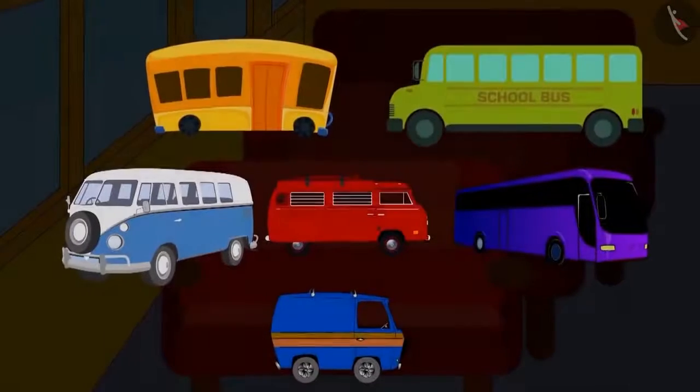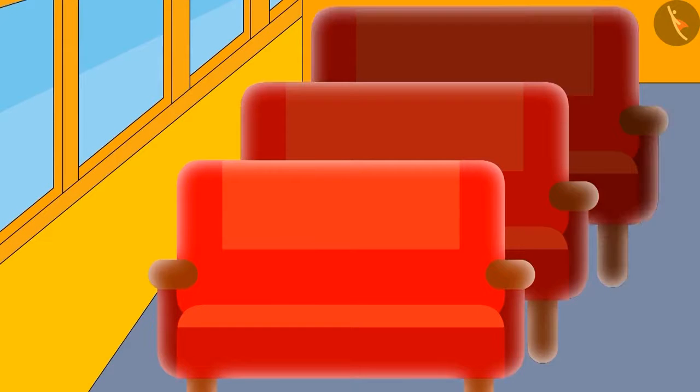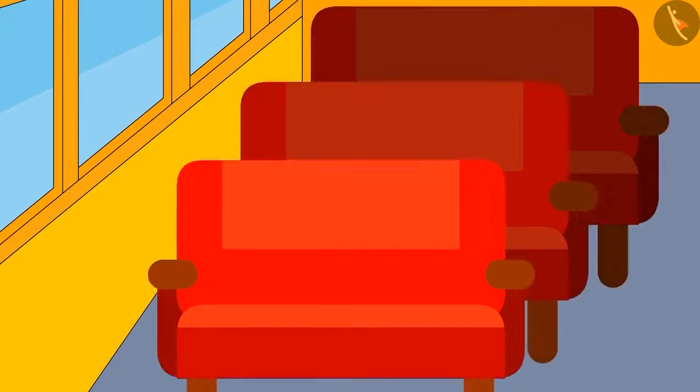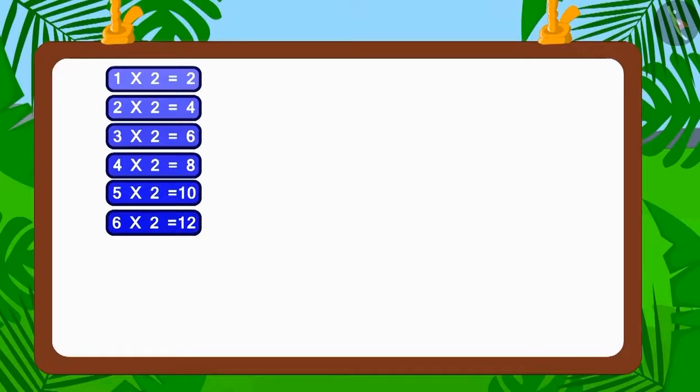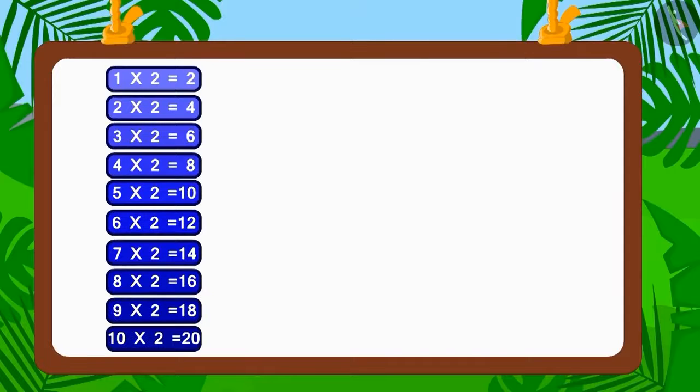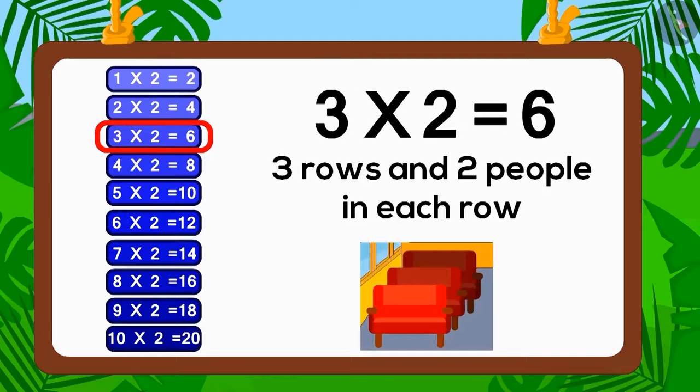So, children, can you find out more such buses where 6 people can sit? But remember that the number of people in each row should be equal. Let's find all the factors of 6 and solve this puzzle. Does the number 6 appear in the table of 2? Yes, 3 multiplied by 2 is 6. Therefore, 2 is the factor of 6. So, if 2 people sit in each of 3 rows, how many people would be able to sit?